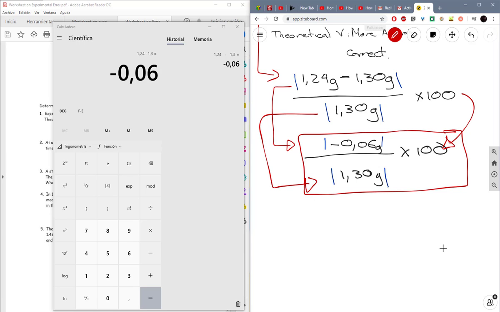Next, let's get rid of the absolute value bars. Let's get rid of them. How are we going to get rid of them? By erasing all of the negatives that are inside there. So this negative has to go. It is gone, as well as the absolute value bars. So 0.06 grams.